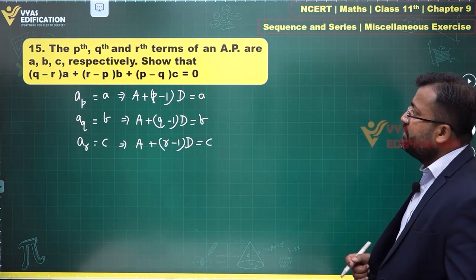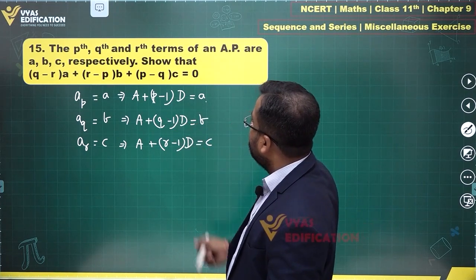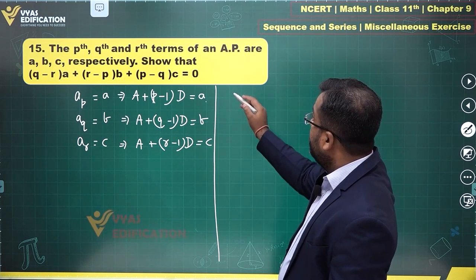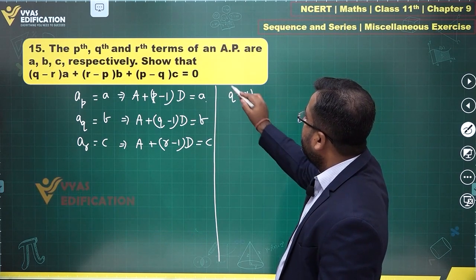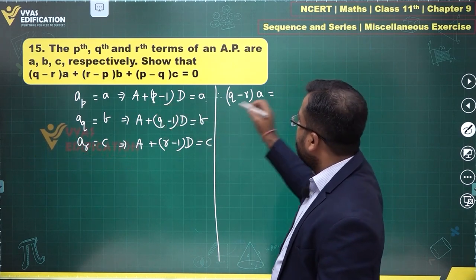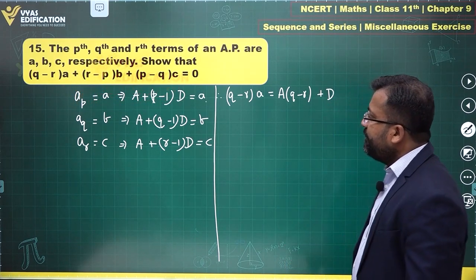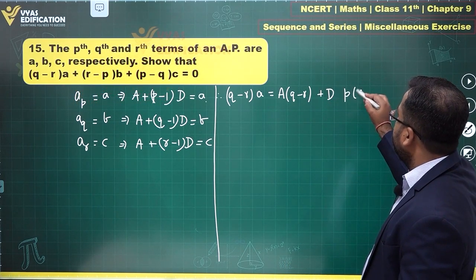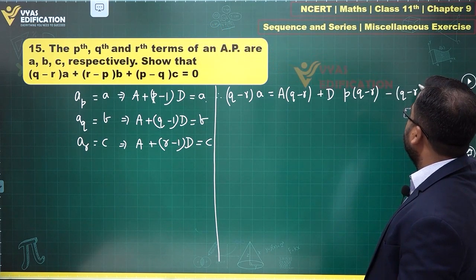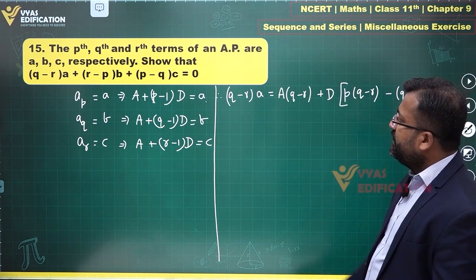And if that is the case, then can I observe (q minus r) times a? That is what I am interested in. Okay, let's try to find that. (q minus r) times a is equal to, multiplying this with (q minus r), A times (q minus r) plus D times, we have (p minus 1) times (q minus r), which is p times (q minus r) minus (q minus r) in the bracket, with D. This is what you have.